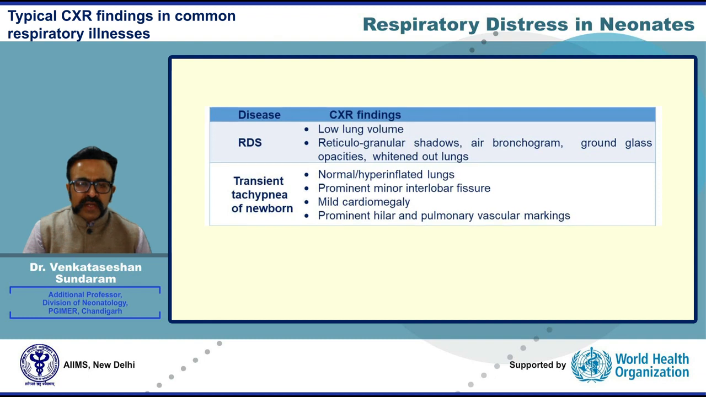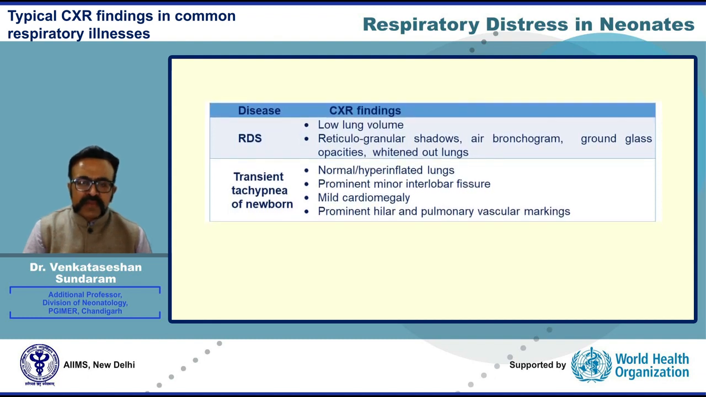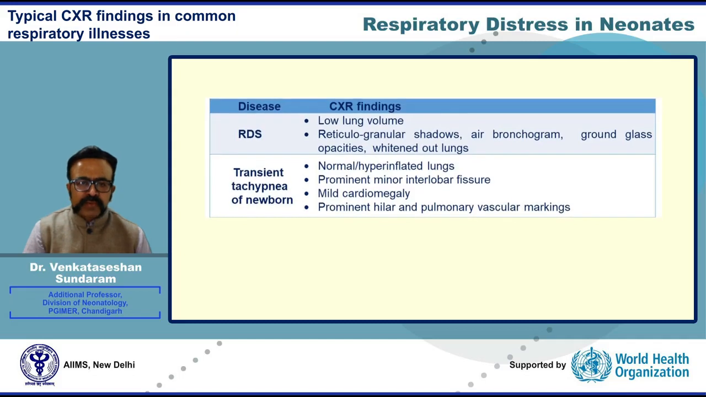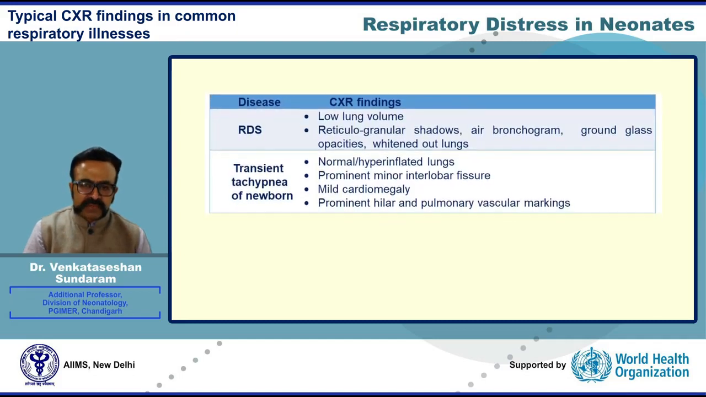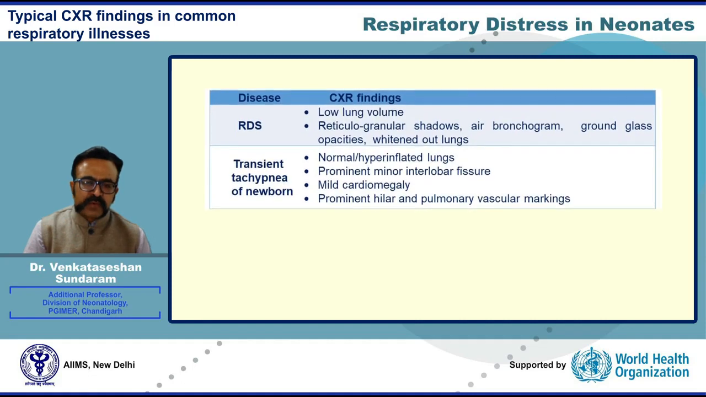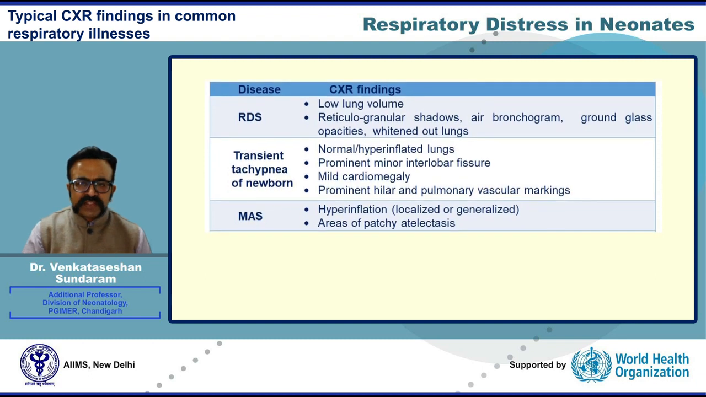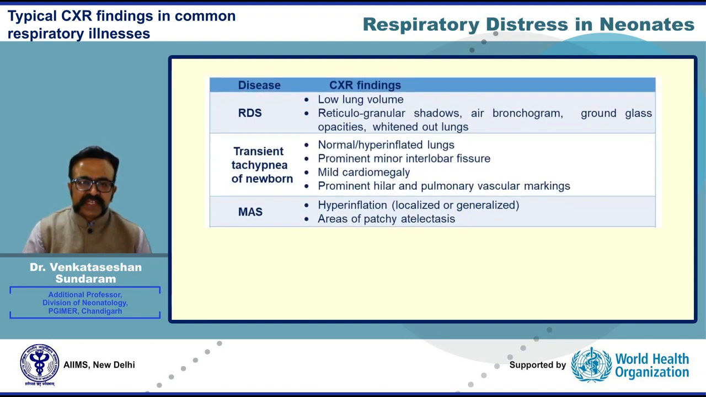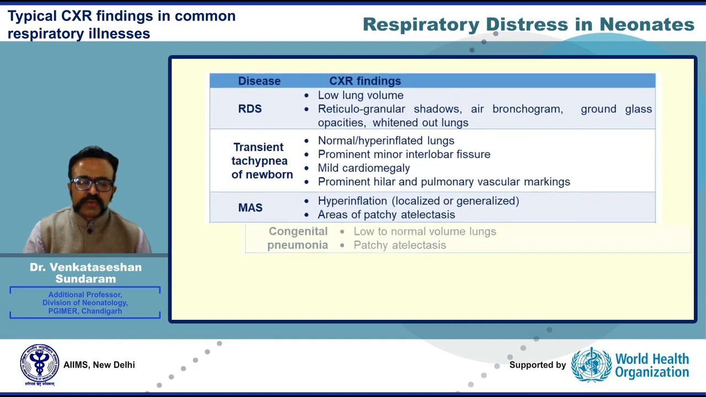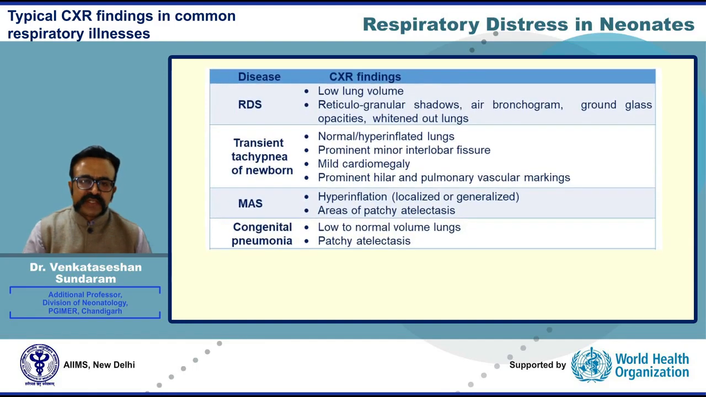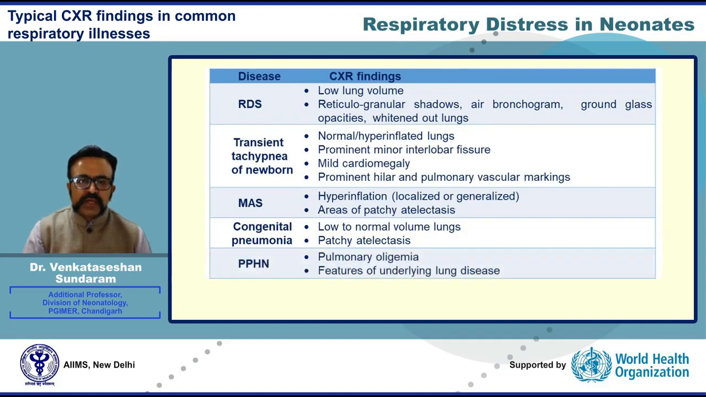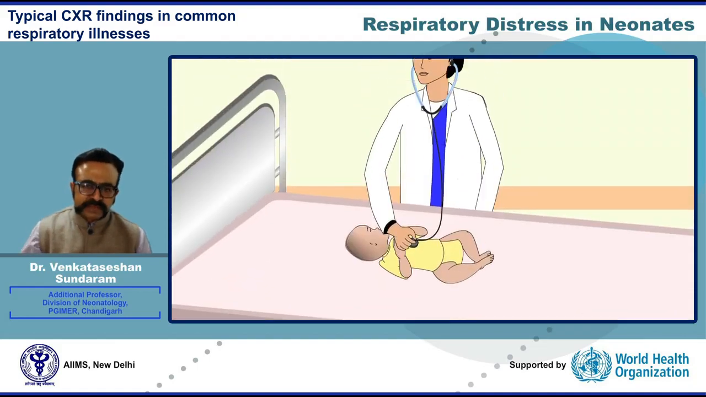If you find normal to hyperinflated lungs, prominent minor interlobar fissure, a mild cardiomegaly, prominent hilar and pulmonary vascular markings, you should think about transient tachypnea of newborn as a possibility. In the same way, hyperinflation, which can be localized or generalized with areas of patchy atelectasis in a neonate born through meconium stained liquor, would indicate meconium aspiration syndrome, whereas a neonate who acutely worsens, especially while on a ventilator, with pleural air and shift of mediastinum, would indicate pneumothorax. So these are some clues in chest X-rays.